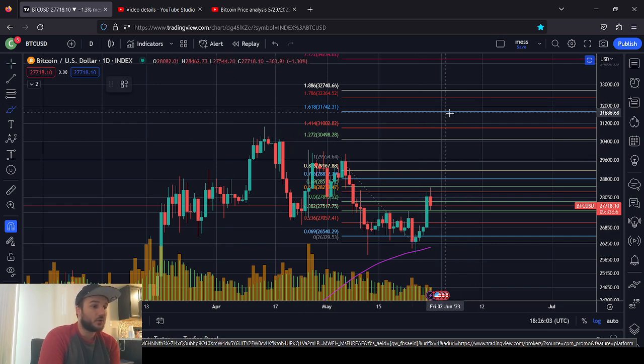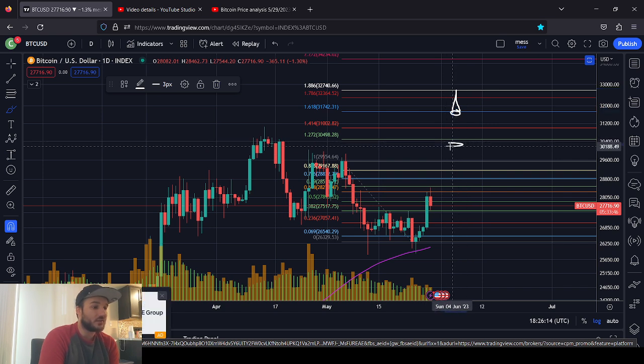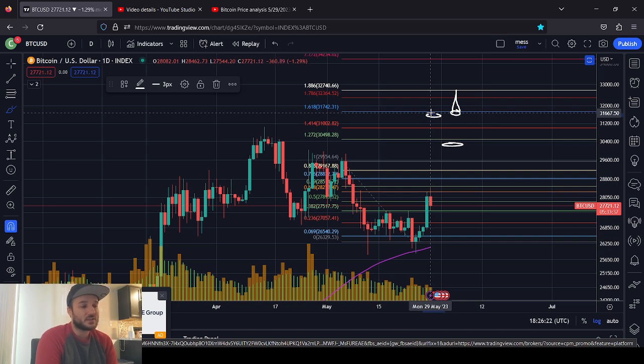Price could wick all the way up to the 886 and then come back down and close. That's still showing respect at this line. It could not get quite that high up to the 1272, or it gets right up there but doesn't reject, or gets right up to the 1618, doesn't quite get there, but it rejects. That's telling us that people are watching these areas and they're front running them.